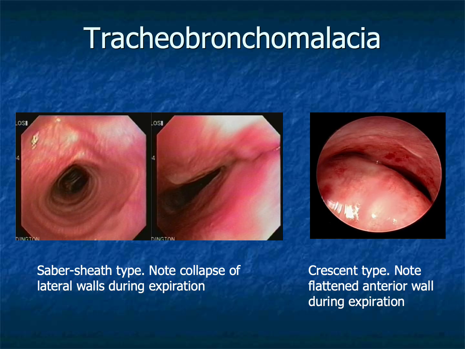Tracheobronchomalacia refers to excessive expiratory airway collapse resulting from weakness of the airway framework, particularly airway cartilage. In the saber sheath pattern, the lateral walls move inward during expiration. In the crescent pattern, the anterior wall becomes flattened and airway narrowing develops dynamically during exhalation. Because these abnormalities may not be apparent during quiet inspiration, the bronchoscopist should carefully evaluate the airway during forced expiration or coughing, when dynamic collapse is most evident.